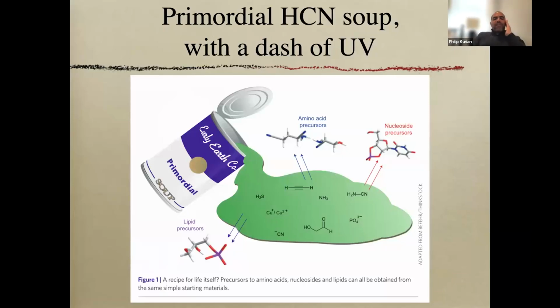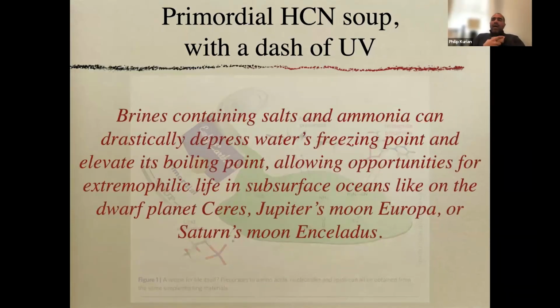Okay. So in 2015, John Sutherland's group actually published this work in Nature Chemistry, showing that by sequential delivery of certain reagents and with a dash of UV in this hydrogen cyanide soup, you could actually produce all of these different biologically relevant products: lipids, amino acids, nucleosides, as well as some sugars, okay? And so if you look at a lot of the astrobiology research and the origins of life research that go out into space, many of them who look at asteroids and who look at different icy bodies in our solar system are looking for planetary brines, right, that contain these kinds of salts as well as ammonia, which can drastically depress water's freezing and elevate its boiling points, right?